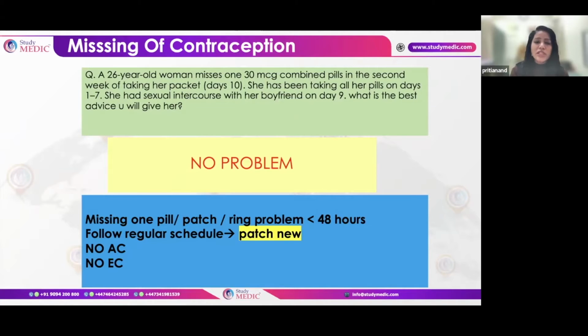So let's start with the CHC missing. We know that CHC, that is combined hormonal contraception, is taken for 3 weeks. Now, if there is a missing of one pill, or a patch or ring problem, which occurs for less than 48 hours, there is absolutely no problem if it occurs in any week of the CHC taking. You just advise the patient to take the missed pill as soon as possible, whenever she remembers, and the rest of the pills at the usual time. No additional contraception and no emergency contraception is required. Similarly, she can put the same ring but use a new patch.